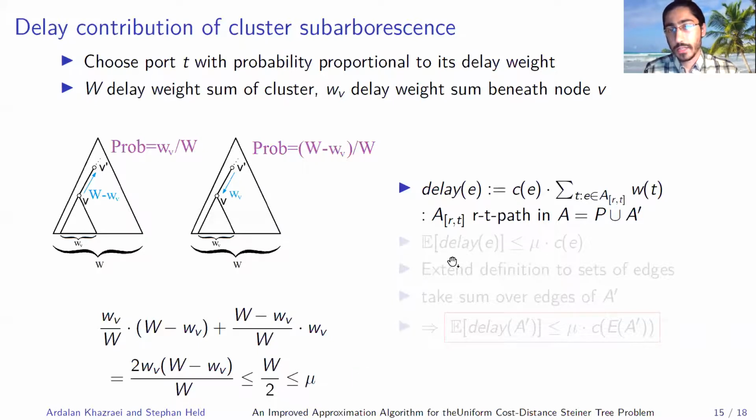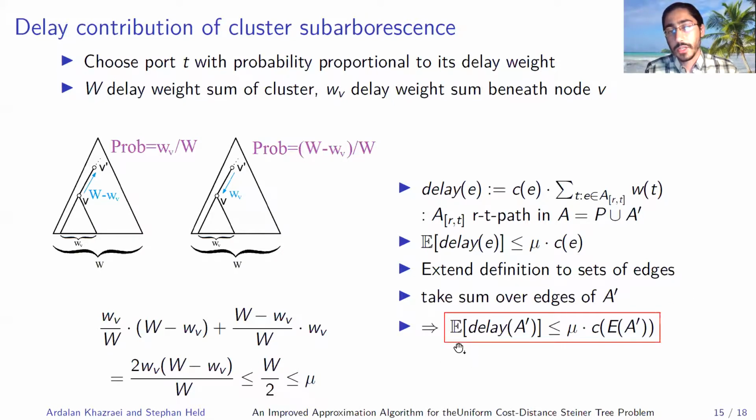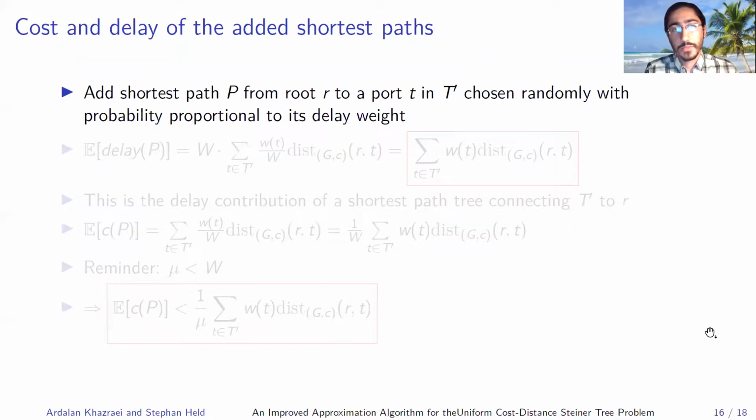And so we obtain that the expected value of the contribution of an edge to the delay is at most mu times its cost. Extending this definition of delay contribution to sets of edges and summing over all edges within a subarborescence A prime, we get that the expected value of the total delay contribution of a subarborescence A prime is at most mu times the total cost of its edges.